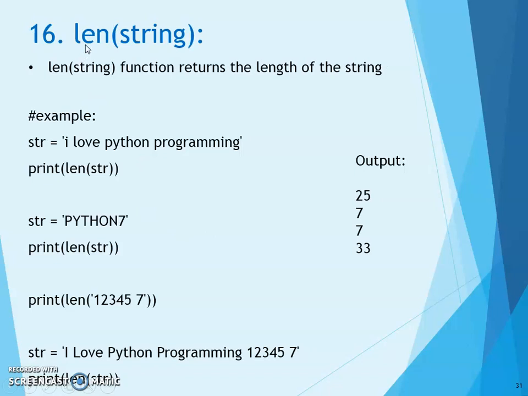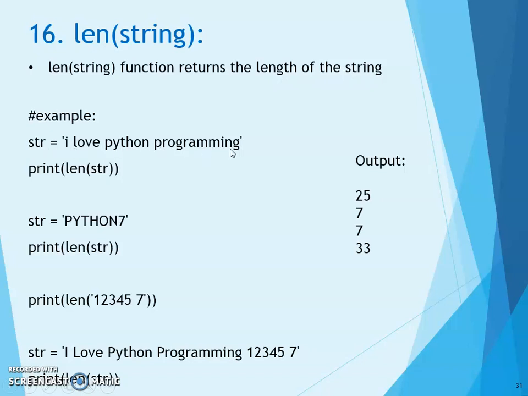Next is len. So this is not a method, this is a function. Same as a normal function we are writing and we are calling. In calling this function and invoking the method, there is a difference. We see that difference also. So this len function returns us the length of a string.